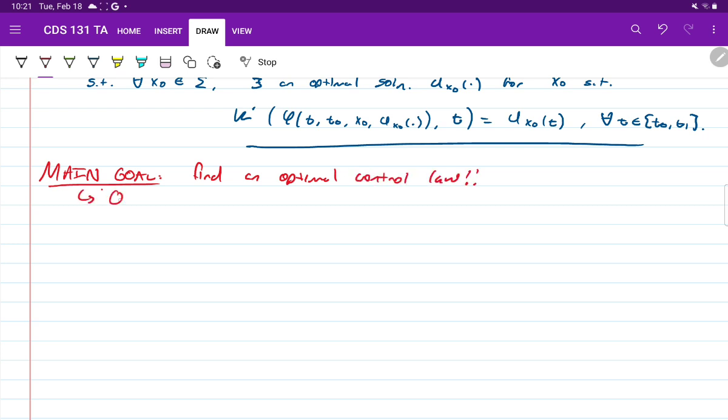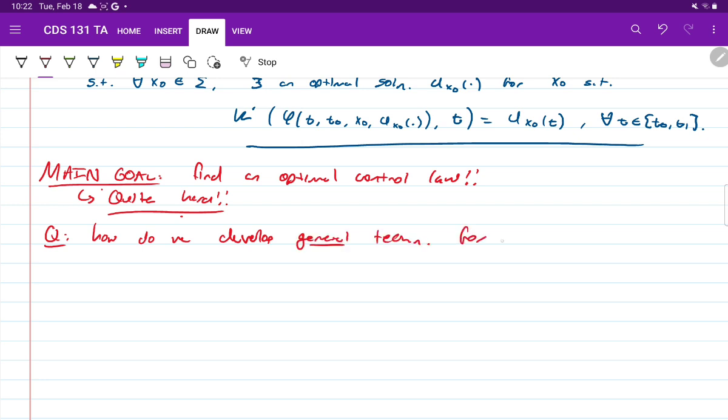Okay? This is quite hard to do, right? So we have to solve this really big optimization problem, and if we're looking for an optimal control law, it's not good enough just to solve it for one initial condition. It kind of looks like we need to solve it for every initial condition, and figure out this nice function of state that actually tells us what control we should be applying. So this is a pretty challenging task, all right? So my question is, how do we develop general techniques for identifying optimal control laws?